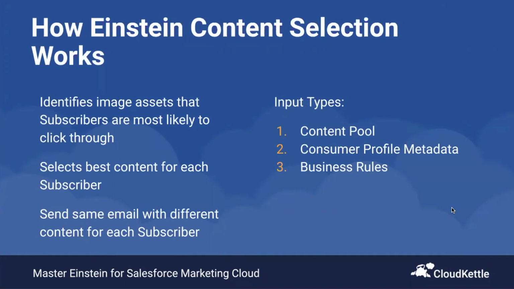Consumer attributes are obtained from the defined consumer profile metadata. And in addition to these, the marketer can define some simple business rules. Now, there are 3 different types of business rules, which are fatigue, exclusion, and must match.